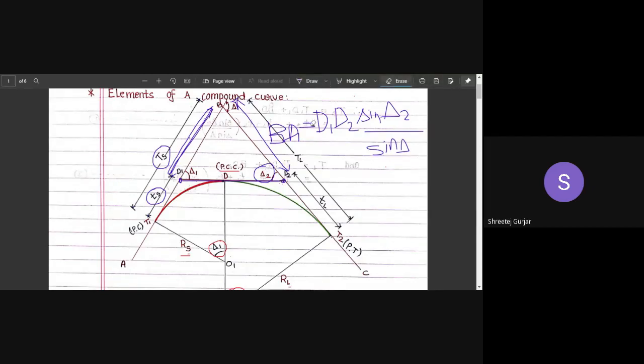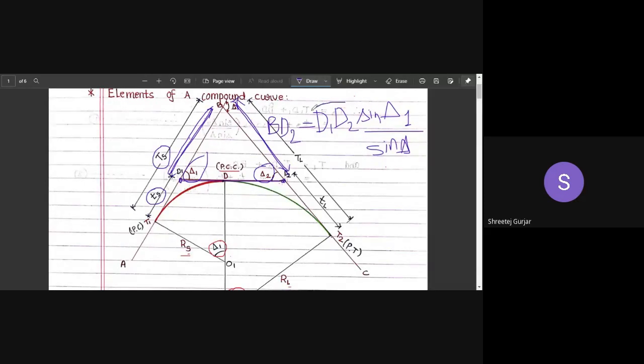Now similarly, if I want to calculate BD2, it will be the same thing, D1 D2, but instead of delta 2, I have to use the opposite delta, that is delta 1, divided by sine delta. So this is the formula you have to remember.